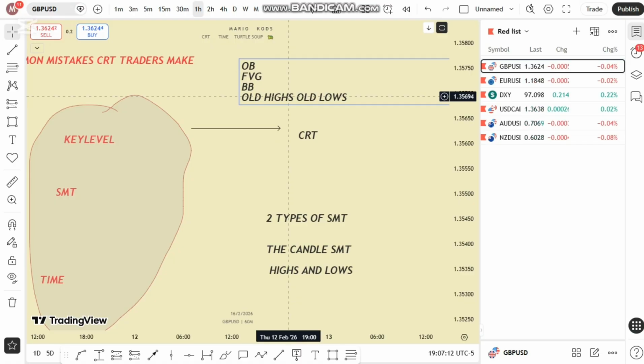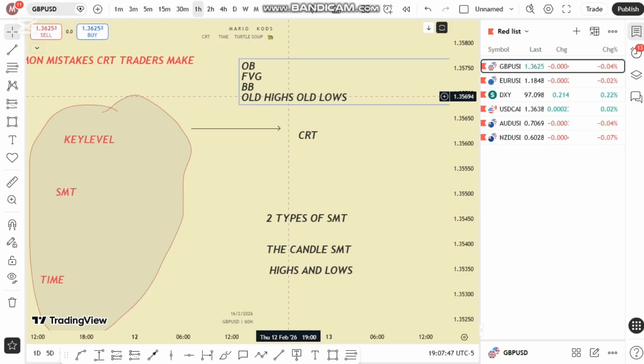Master these key levels. Once price hits one of these key levels, wait for reaction. Wait for the close. Model one, strike in. You can use SMT to make it higher probability. Once you use SMT, the chance of your price moving in your direction is 99 to 100 percent.